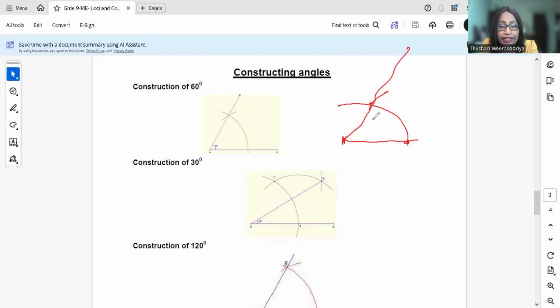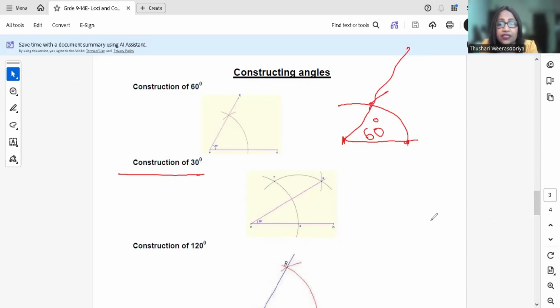Stop the video for a while and construct that and measure it. Exactly, you get 60 degrees. Don't you believe that's the magic? It's the magic because if you want to construct 60, you normally have to use the protractor. Without using the protractor, we are constructing. Okay. Now, the next step is 30 degrees.